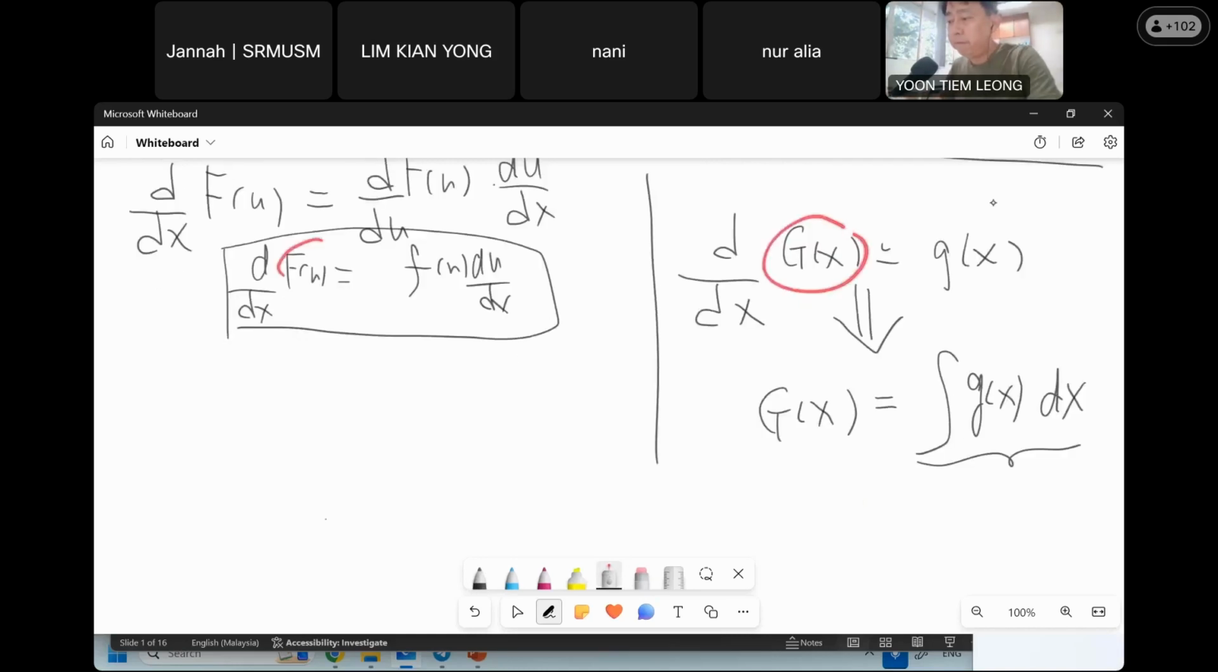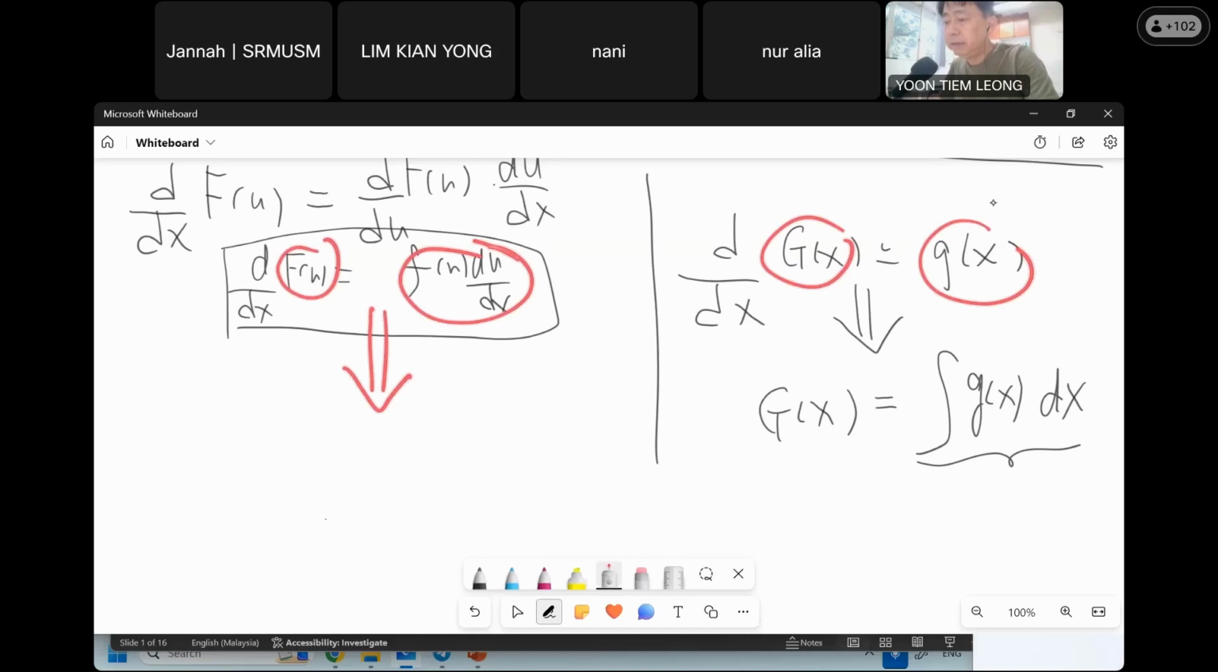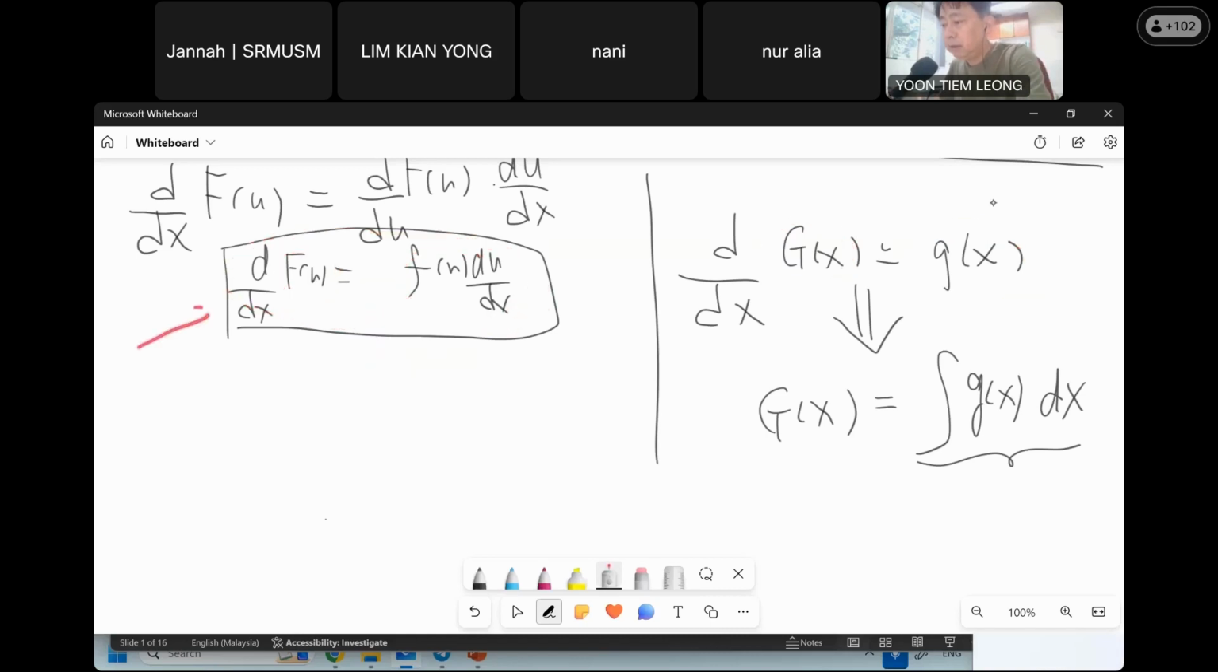On the left hand side, you have F of u, and on the right hand side, you have f of u du/dx. If you compare this to the right hand side, you compare this one to the g of x, then what can you say about this? Let us try to write this relationship in the form of an integral. This statement amounts to saying that F of u is the antiderivative of the function on the right. Then what is this function on the right? It's f of u times du/dx.